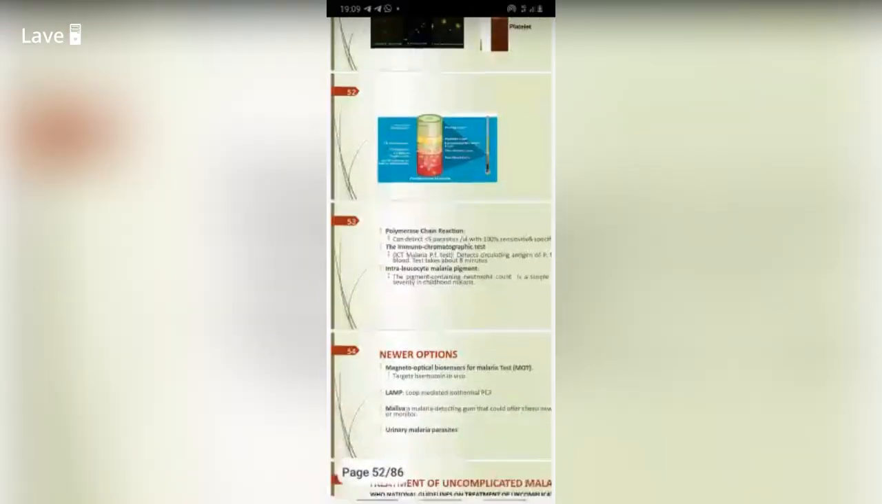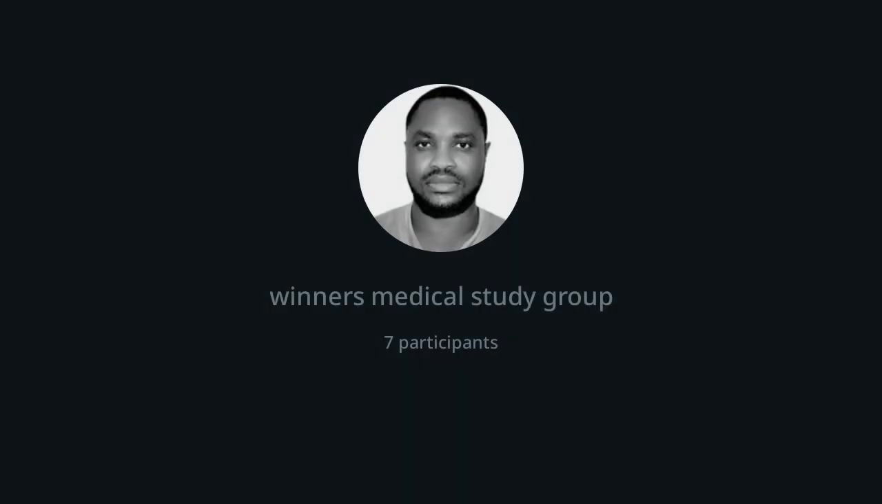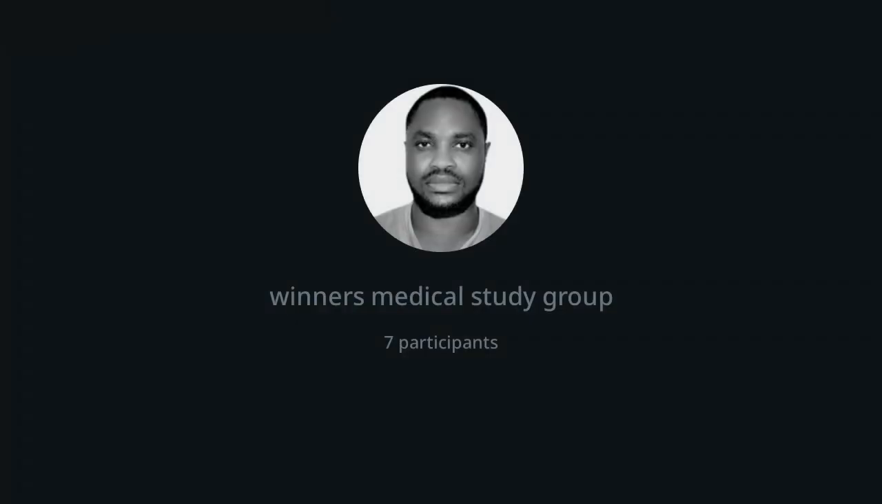We also have other forms like the polymerase chain reaction. You can detect less than 5 parasites per microliter with 100% sensitivity and specificity. But trust me, nobody really does a PCR for malaria around here, but it's important to know that you can do polymerase chain reaction for malaria. You can see the sensitivity and the specificity is 100%.